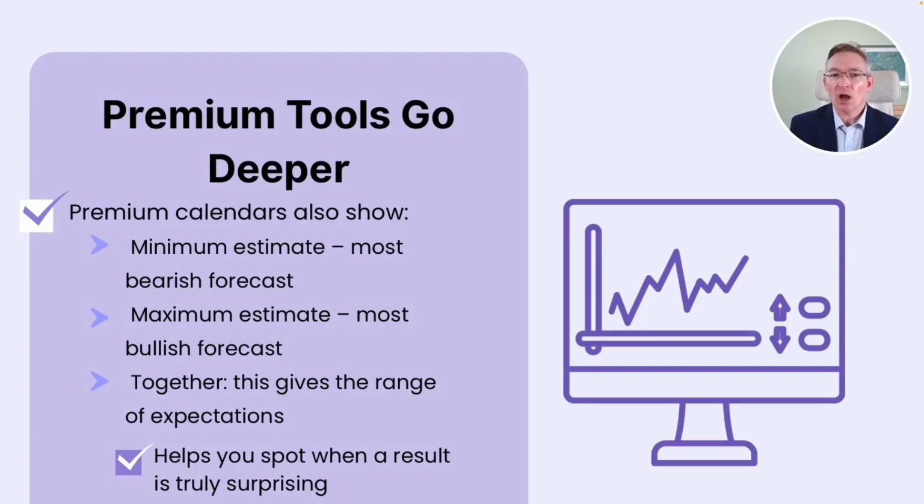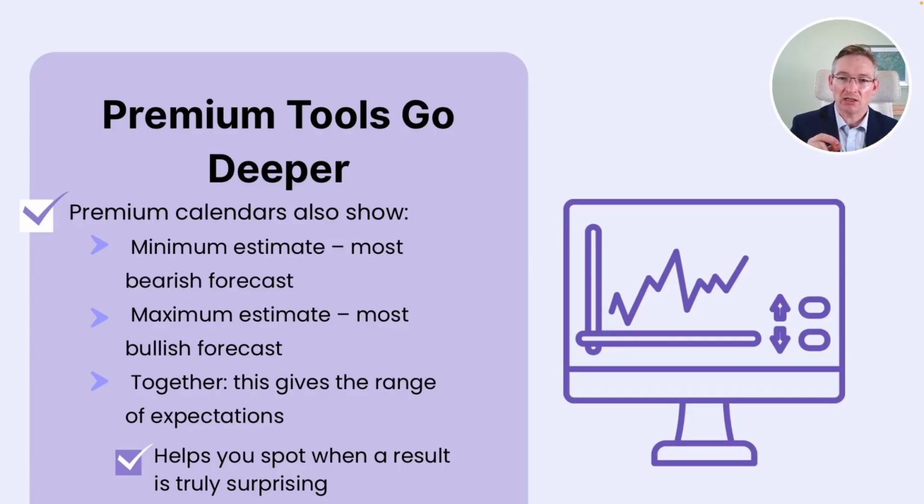Now, a premium calendar, one you pay for, goes one extra step further, and it's a crucial step because a premium calendar will show you the minimum estimate and the maximum estimate. So it shows you, of those analysts who forecast, which analysts were on the low side and which analysts were on the high side. It shows you that range. It may not always show you the individual analysts, but it will show you what that range of expectations is.